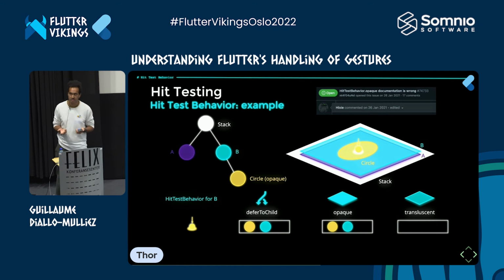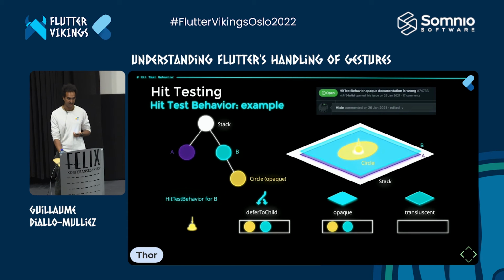And finally, if B is translucent, then it forwards to the children, which answers yes. And does it tell its parent that it has been hit because of its children? Yes, of course. So the parent does not propagate the hit test, and only B and its child are clicked. So now you're even more confused, because I used different kinds of behaviors and I always get the same result. So what is happening there?